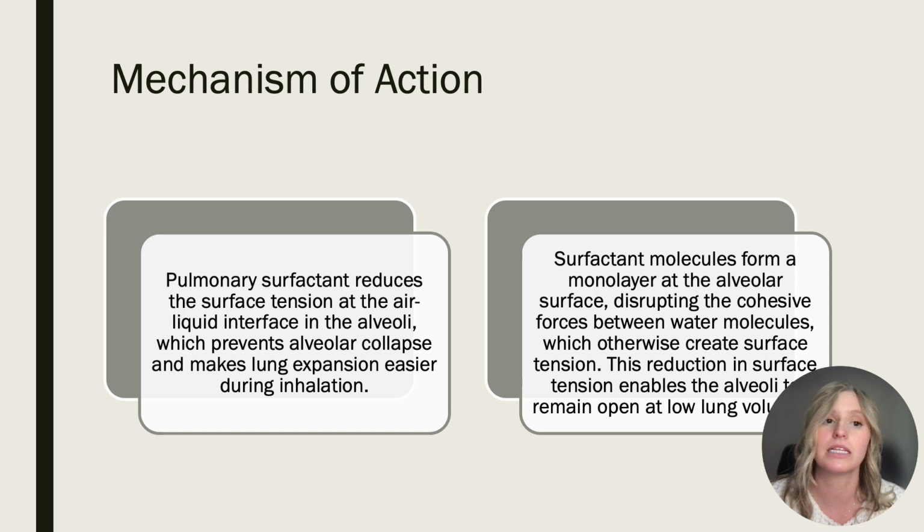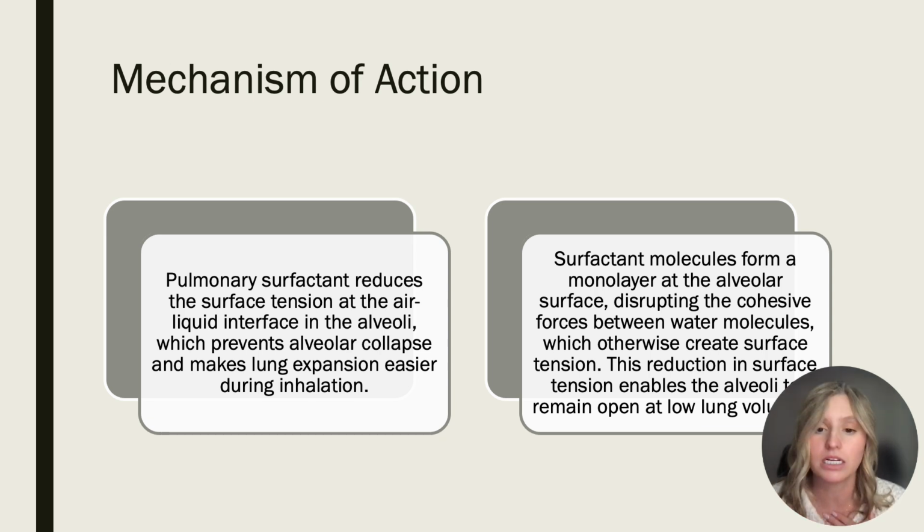Now let's look at the mechanism of action. Pulmonary surfactant works by reducing the surface tension at the air-liquid interface in the alveoli. Without the surfactant, the cohesive forces between the water molecules would cause the alveoli to collapse, leading to difficulty in breathing. Now, the surfactant molecules, like the DPPC, insert themselves in between the water molecules at the alveolar surface, disrupting these cohesive forces and lowering the surface tension.